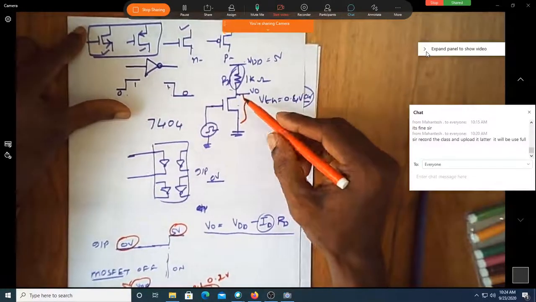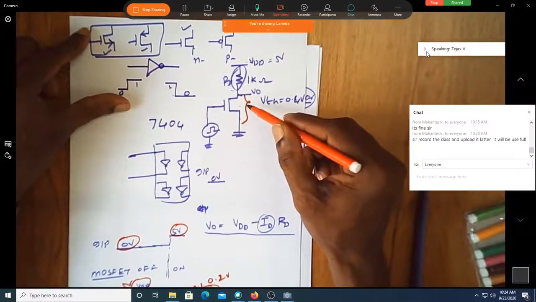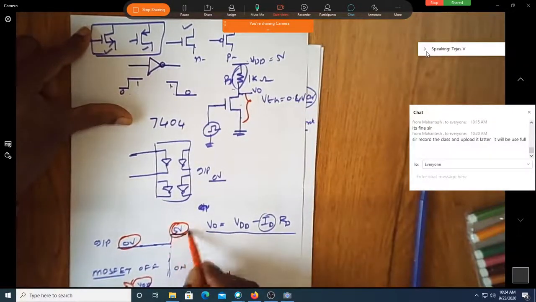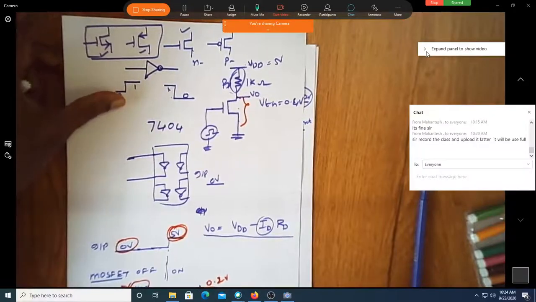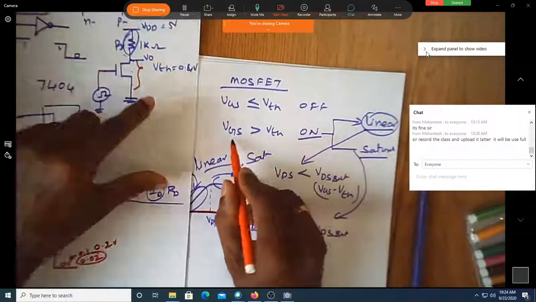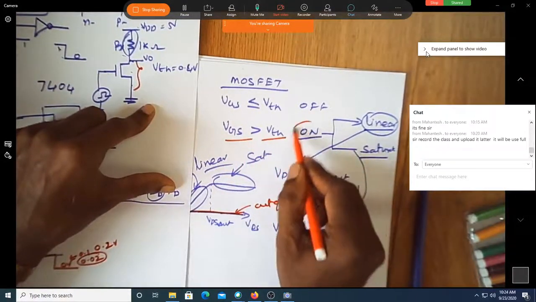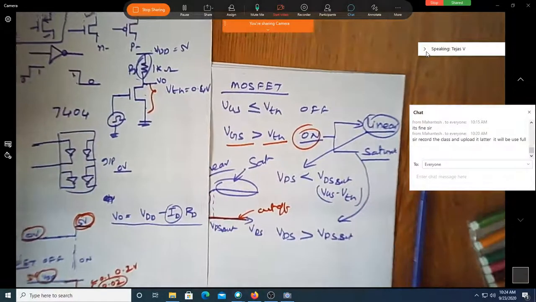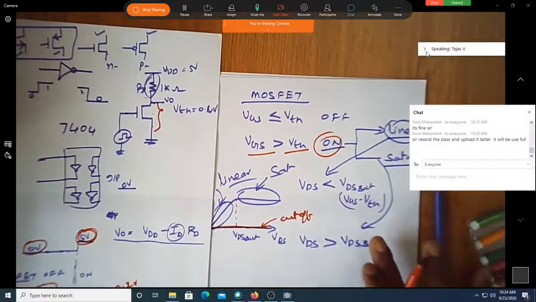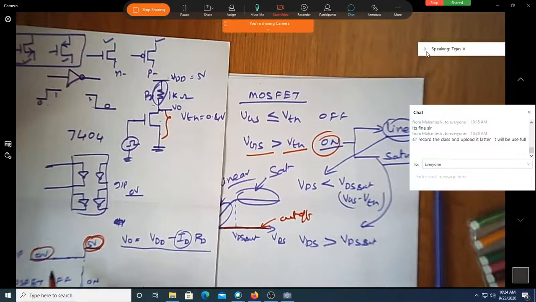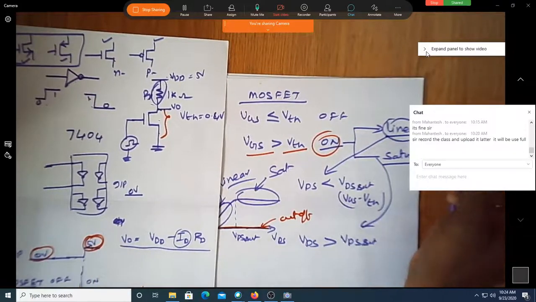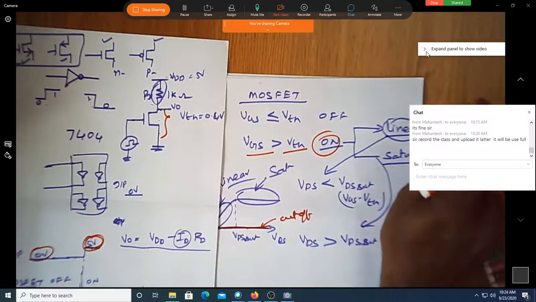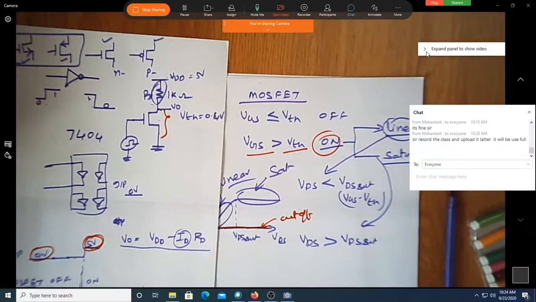Is the MOSFET in which region? Cutoff region? No, this is VGS of 5 volts, no? When VGS is 5, VGS is greater than VTH. So the MOSFET is on, it can't be in cutoff. Getting it? Yes, sir. So the MOSFET is certainly on when VGS is 5 volts. Now the question is whether the MOSFET is in linear region or saturation region. That's the question. Correct?